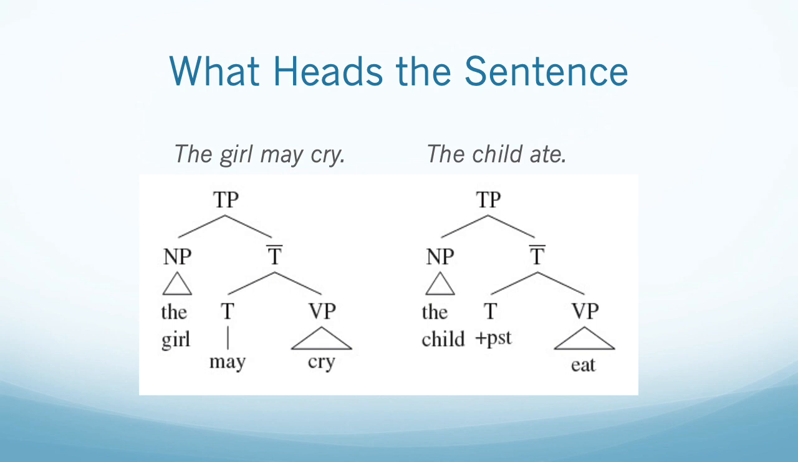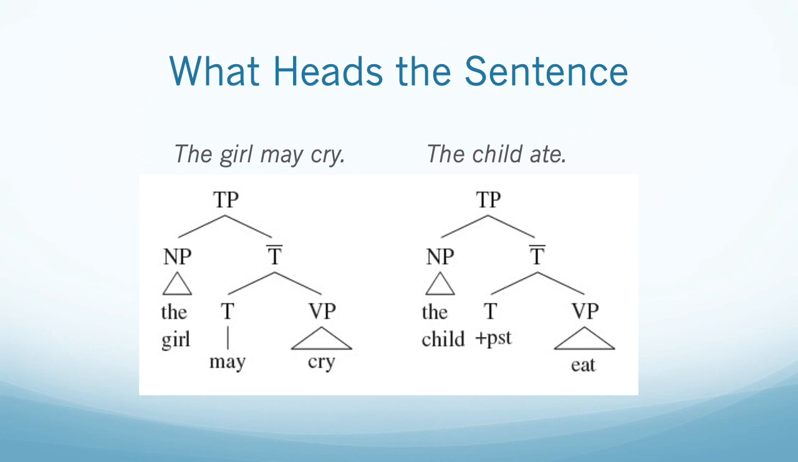In this sentence, the girl may cry, the verb "cry" doesn't actually carry any tense information. It's "may" that tells us that it's going to happen in the future. "Cry" is just an infinitive form of the verb. Let's look at another example using past tense. So, the child ate.